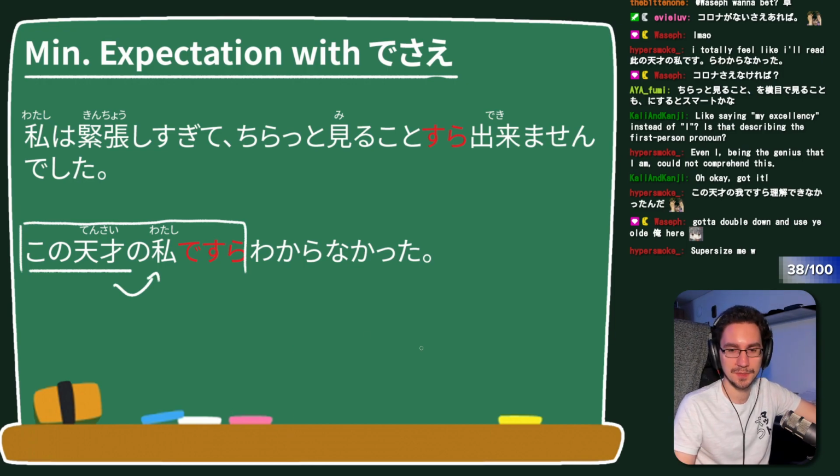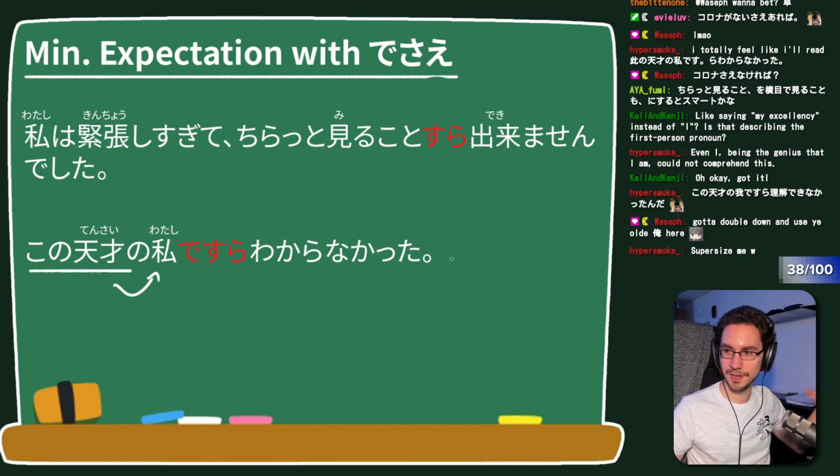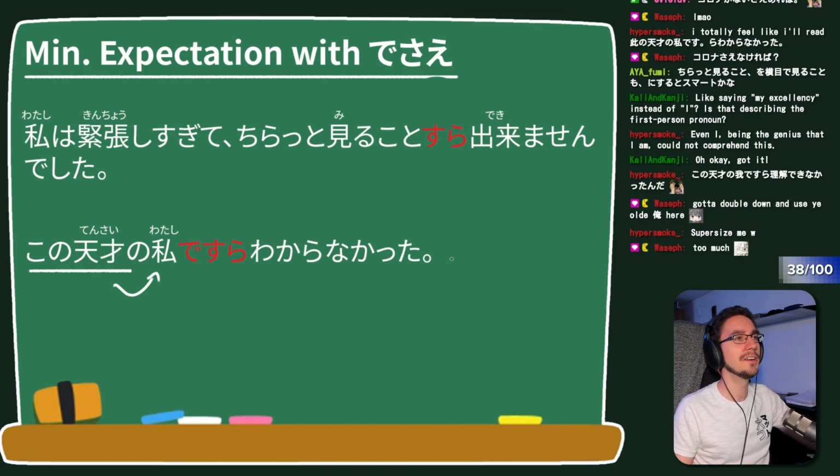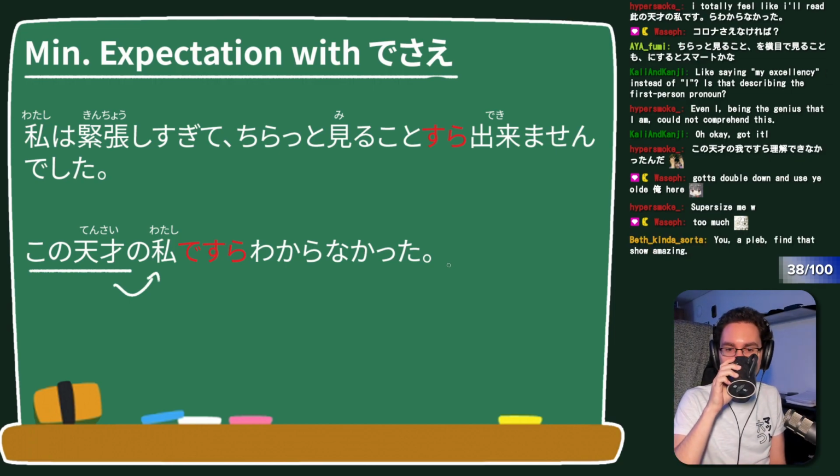Supersize me. Gotta double down, use the ore here. 我が輩。この天才の我が輩ですら。わからぬとでも言うのか? わからん。Too much. Go back. It's like that meme with the backspace. Go back. Press it, everyone. Press it, chat. It's time to go back.